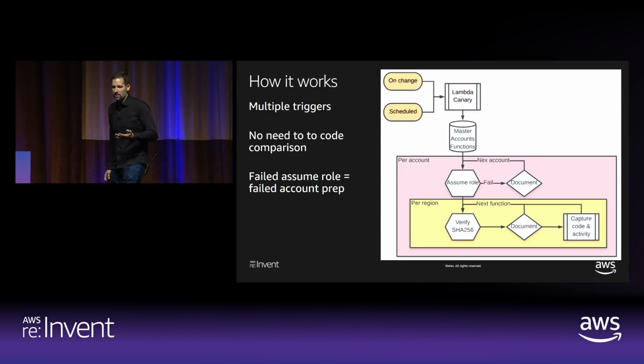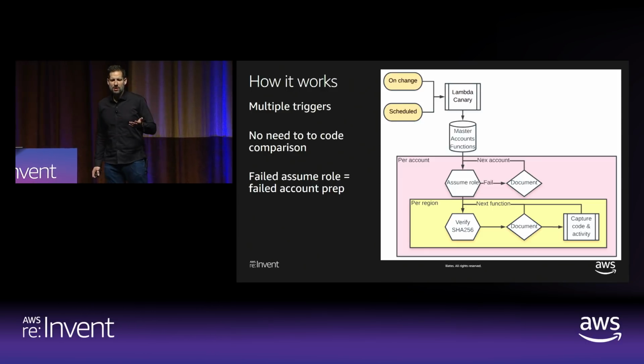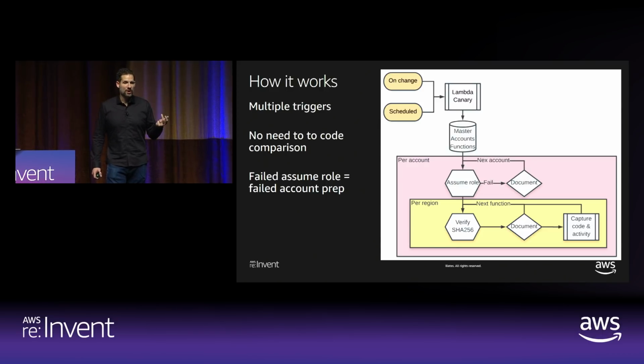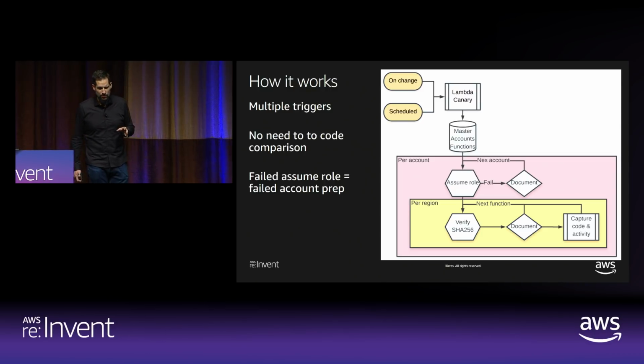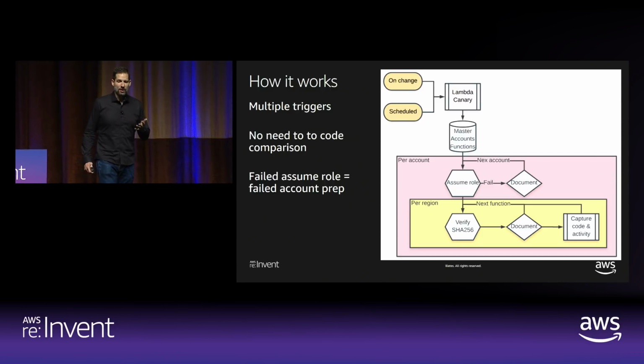So what a function does is simple. Anytime there's a change, it's just going to fetch from a Dynamo table. It's going to fetch which accounts that you're interested in and which functions and what region they're in. And I'll show you how it looks. It's extremely simple. For every account, it's just going to assume the role. If it fails, it's going to document that, and then it's just going to go to the next account, because there's no point in trying to pull functions when you can't even get the role there.